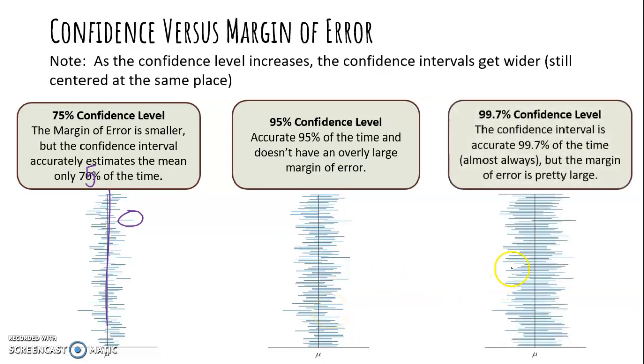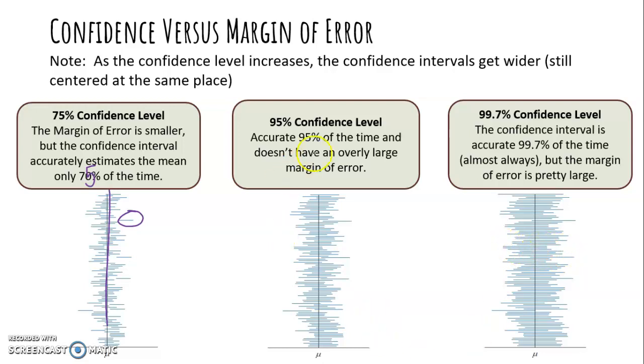And then the 99.7% confidence level, the margin of error is pretty large. So look how wide these confidence intervals are. But you can also see almost every single one of these lines go through the true mean, which means it's accurate almost every time. So what is the correct choice here? We could say 99.7 would be the best way to go because you're almost always right. But you haven't really narrowed it down to a very small interval.